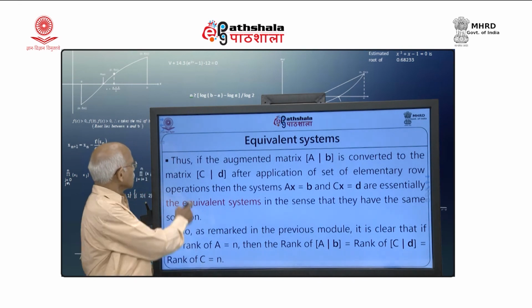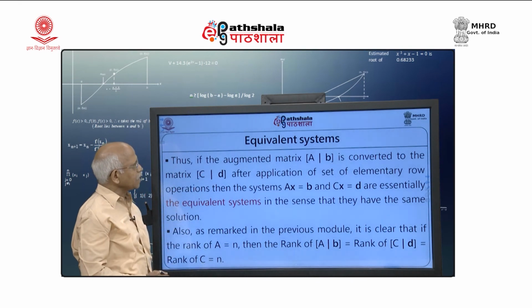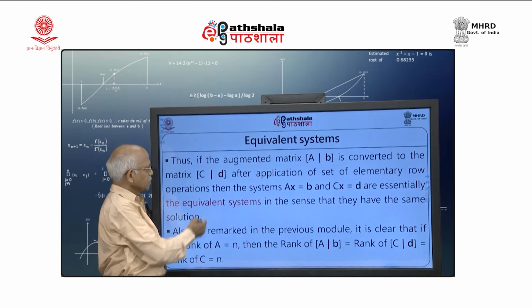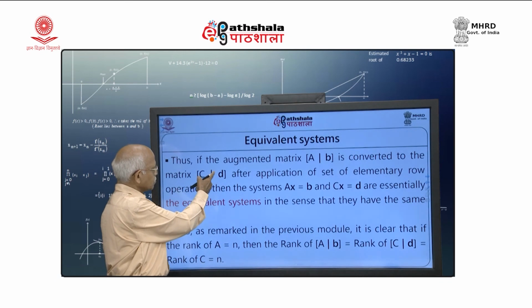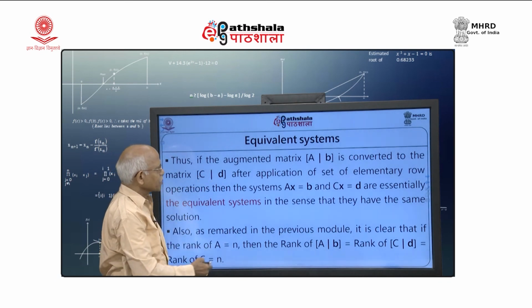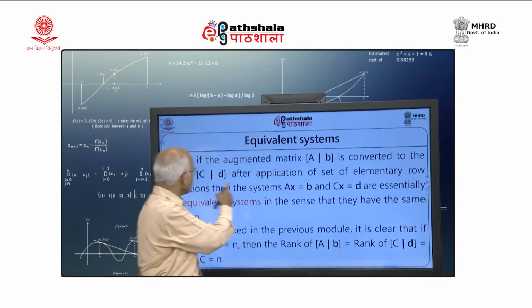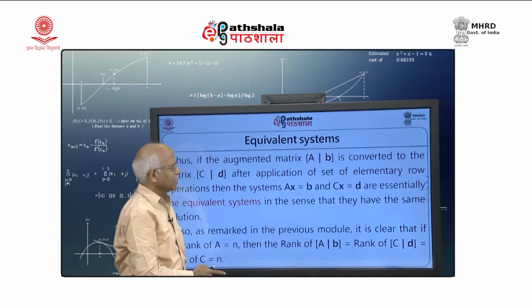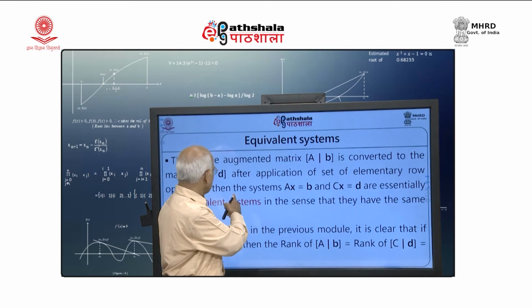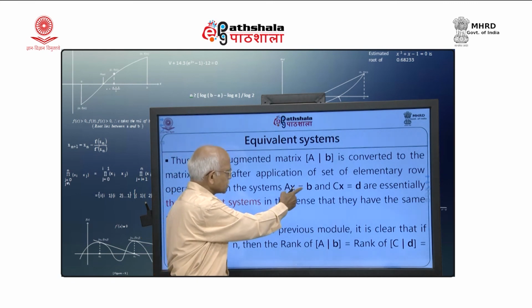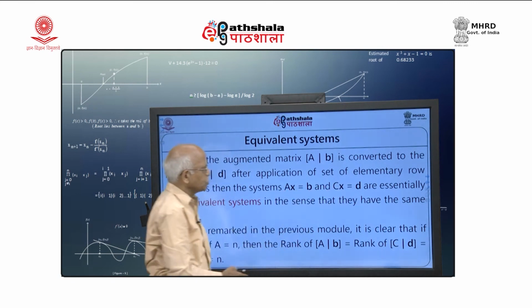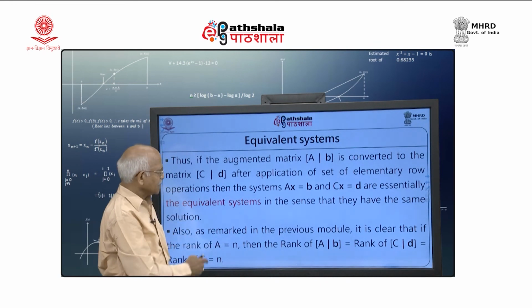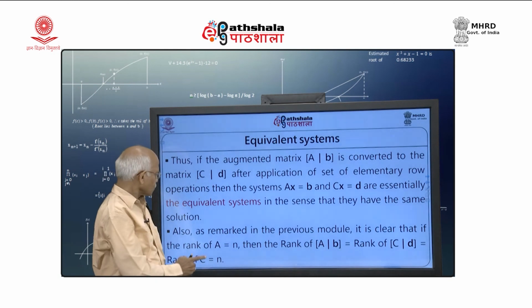So, if the augmented matrix [A | b bar] is converted to the matrix [C | d bar] after application of a set of elementary row operations, then the systems A x bar equal to b bar and C x bar equal to d bar are essentially equivalent systems, in the sense that they have the same solution.